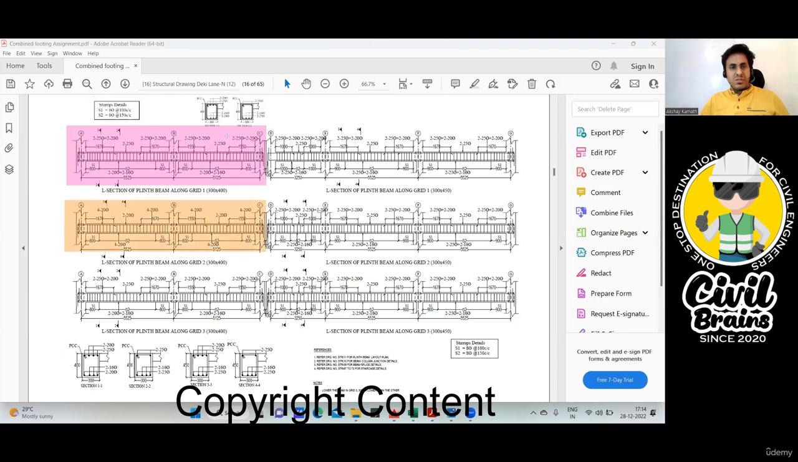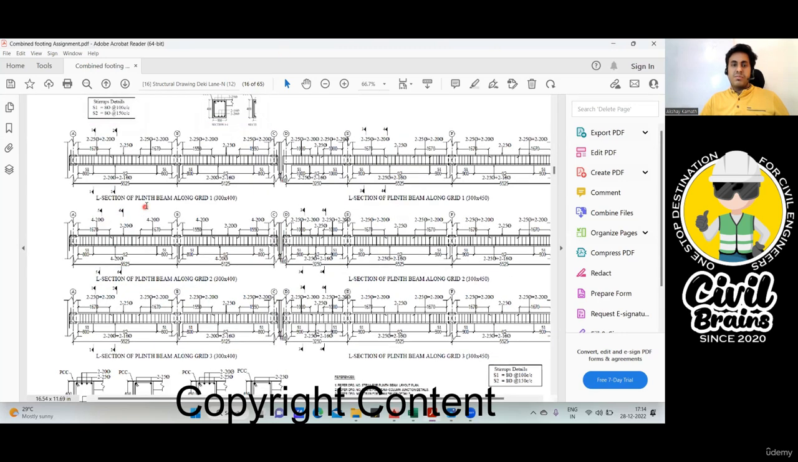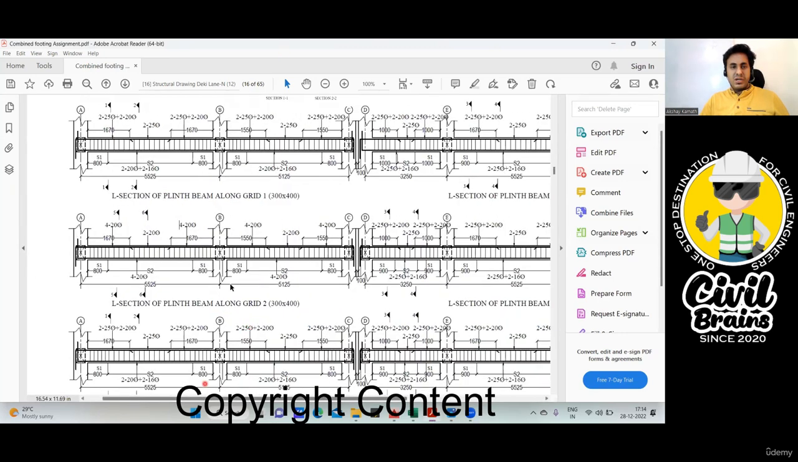Now the next beam I'm supposed to explain, the third one, is this one. But one thing if you observe, the first beam and the third beam, if you check the reinforcement details, they are almost the same. There's no change in the reinforcement details.